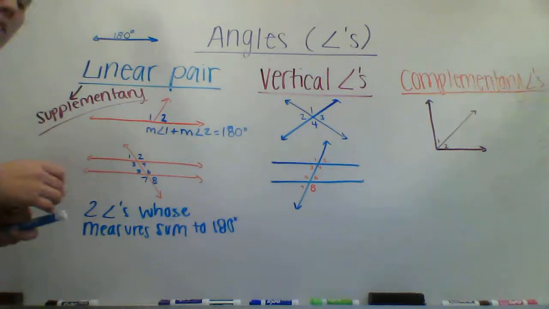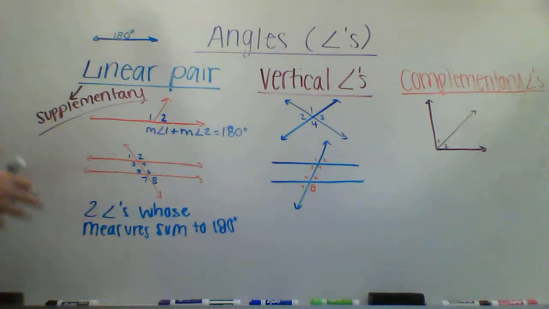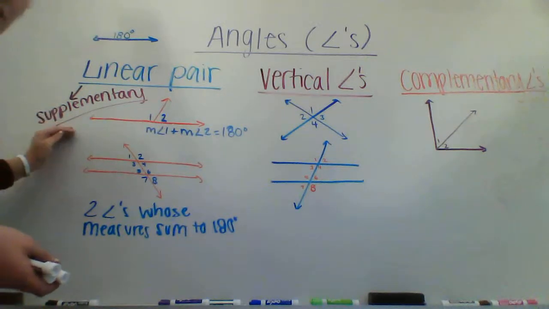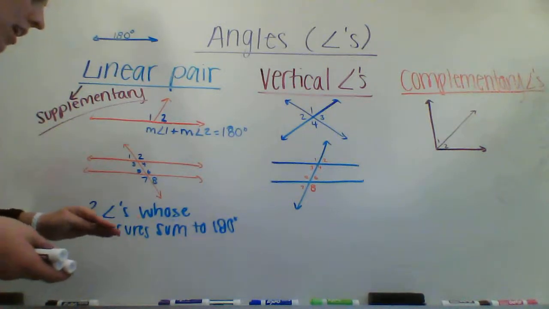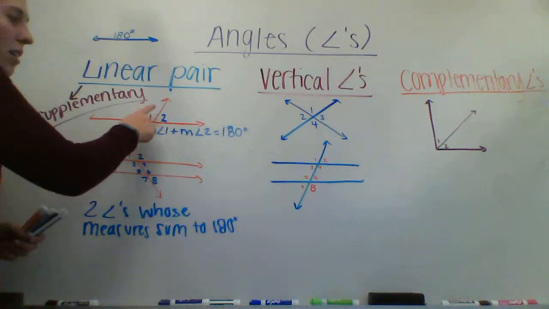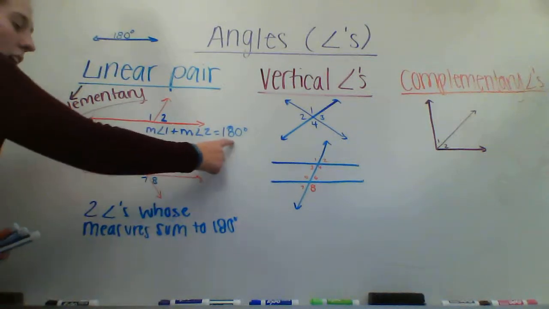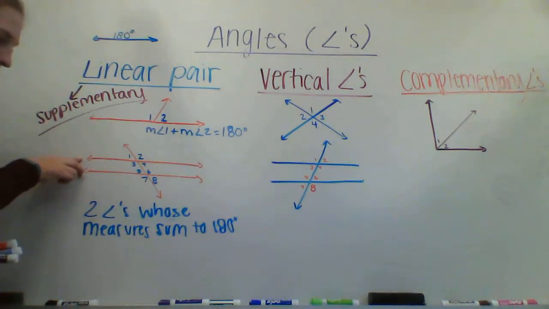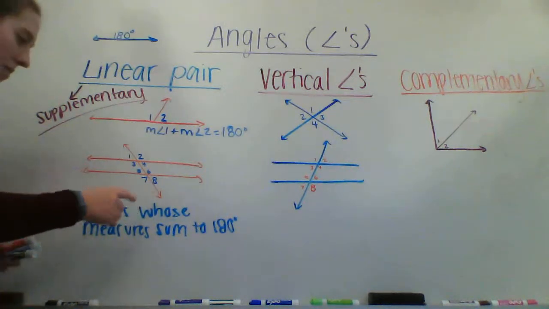That word you are going to see very often, and it's what we're going to talk about a lot. So a linear pair means they add to 180 degrees. Supplementary means the same exact thing. Two angles are supplementary if they add to 180 degrees. So up here we know that the measure of angle 1 and the measure of angle 2 add up to 180. In this picture below, we have two parallel lines cut by our transversal.